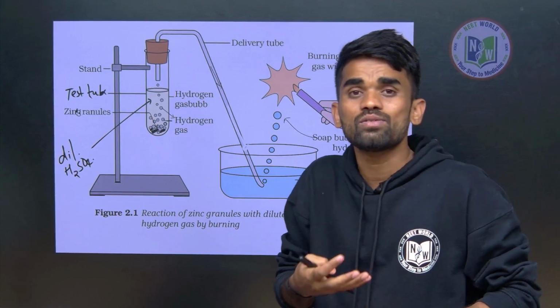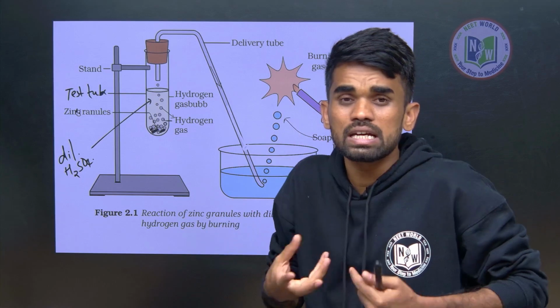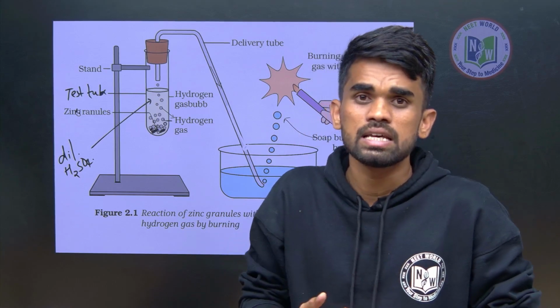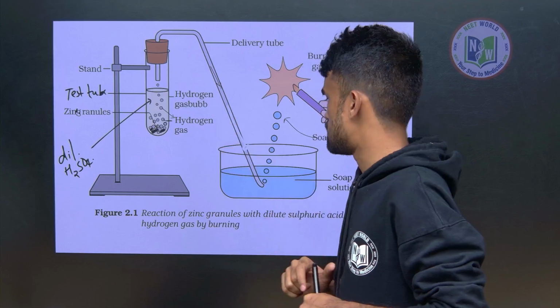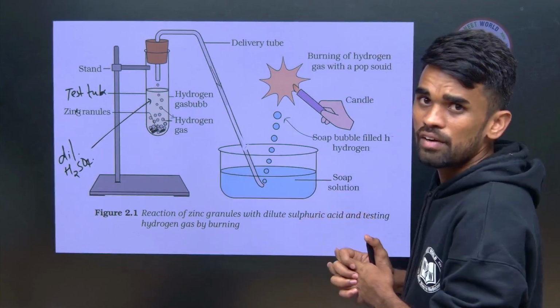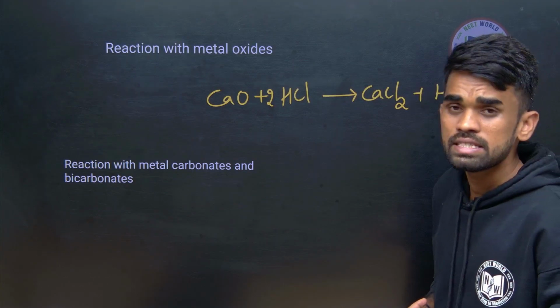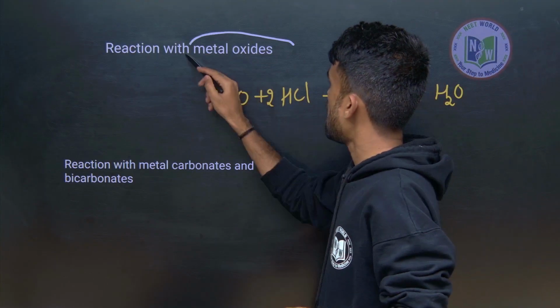So what does the burning with a pop sound indicate? Hydrogen gas is liberated during this process. Okay, so this is the activity we have in the book. Okay, next. Now how do these acids react with metal oxides?